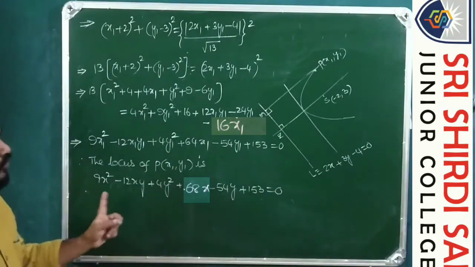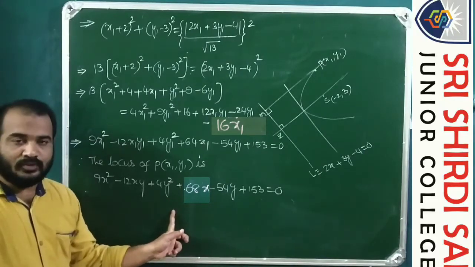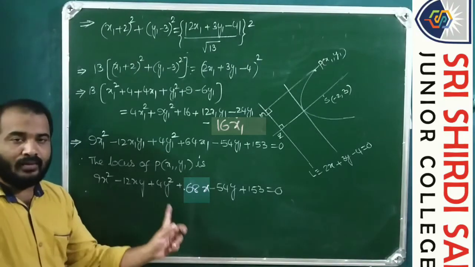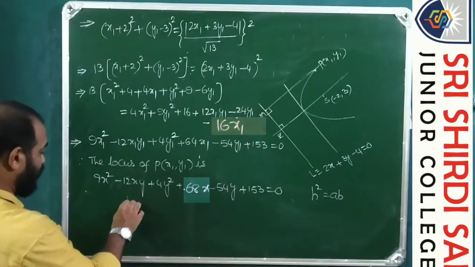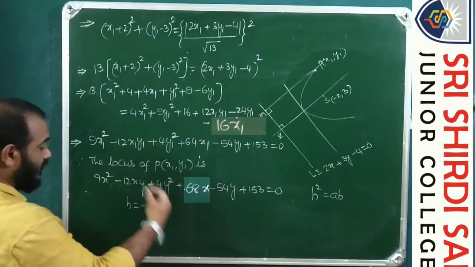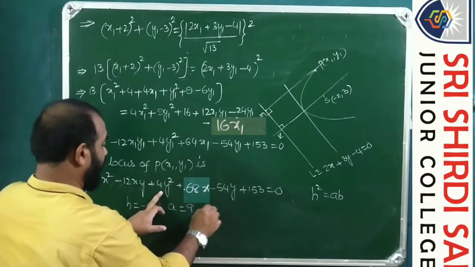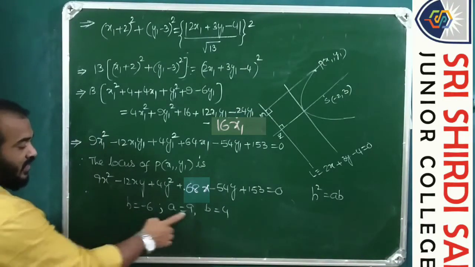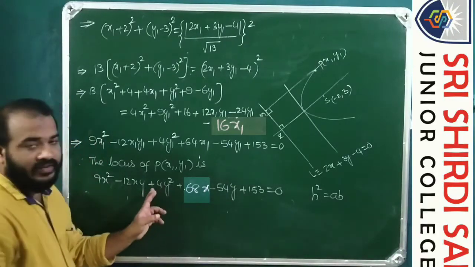Of course, it is not seen to be a parabola, but this is a second degree non-homogeneous equation. The condition for a second degree non-homogeneous equation to represent a parabola is h² = ab. Here 2hxy, 2h is equal to -12, h is equal to -6. The coefficient of x² is a = 9, the coefficient of y² is b = 4. So h² = (-6)² is 36, 9 × 4 is 36. 36 equals 36. Therefore, this is the required equation of the parabola.